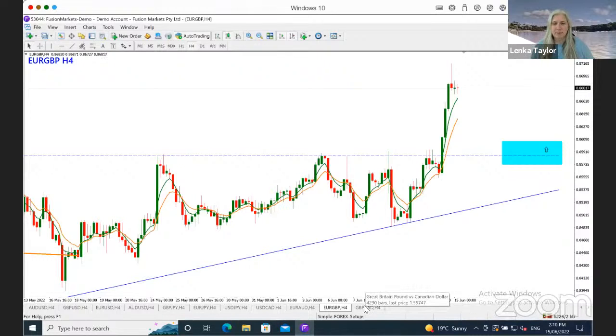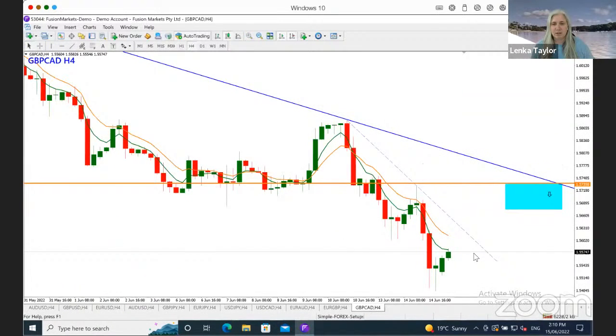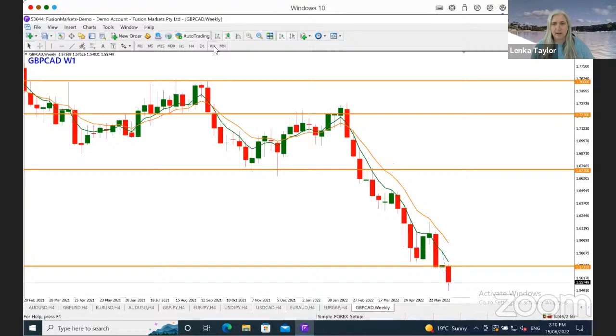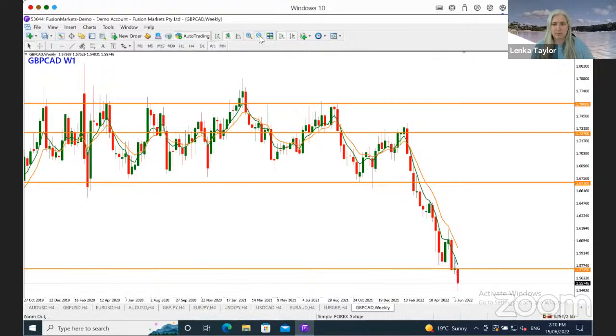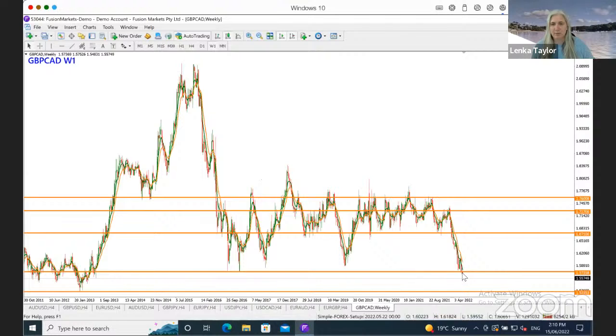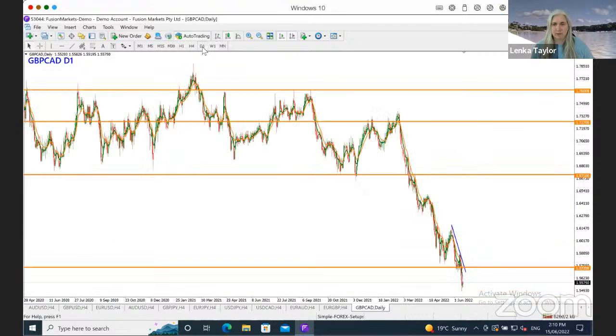And the last currency pair I'm looking at is GBPCAD. And on GBPCAD, I'm now looking for short opportunities. So we've had the price come to the previous level of support, which has now been broken. So looking to go further to the next level of support.